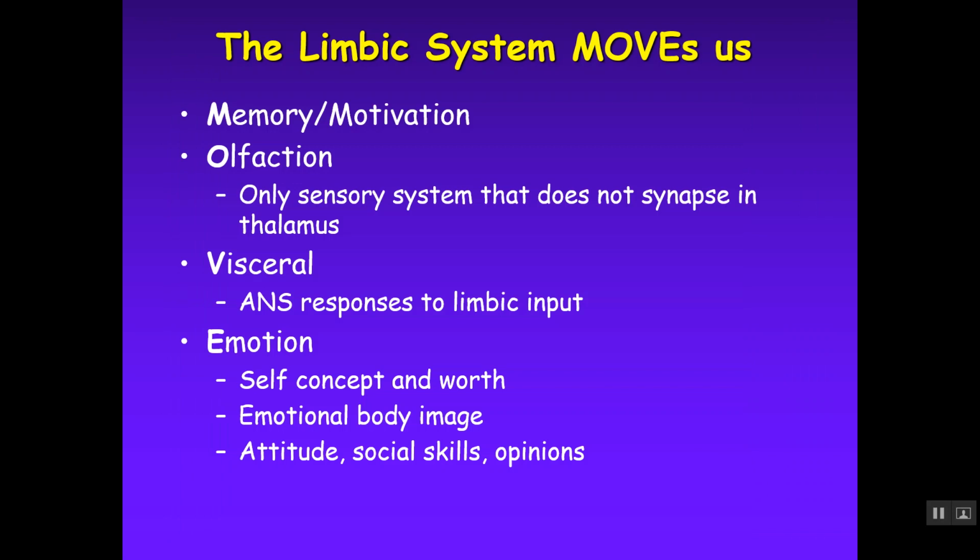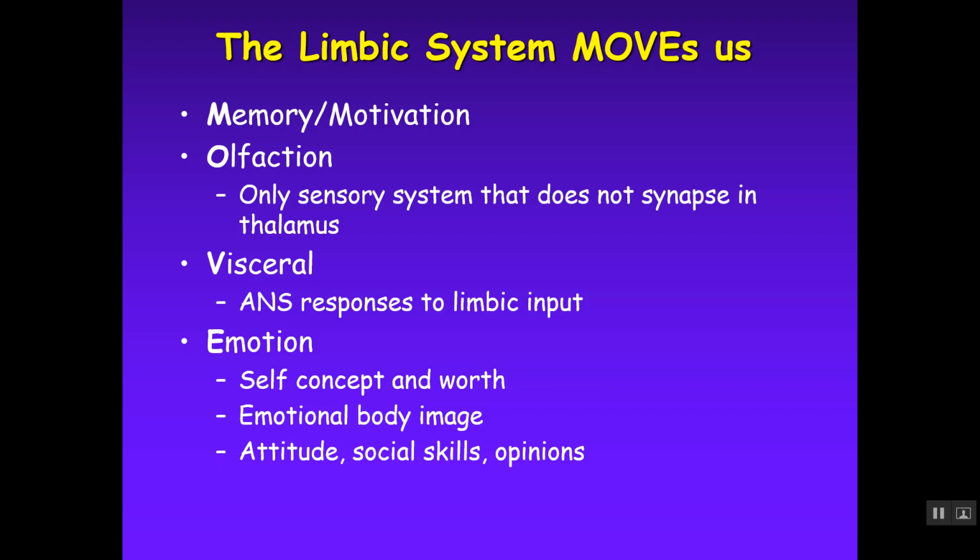What does the limbic system do in general? It, quote unquote, moves us. It's involved with memory, olfaction, visceral control, and emotion. So it's memory and motivation: why we do things, what drives us. A lot of it is emotional things that drive us, not always logic. We're often more emotional creatures. So the limbic system gives that gut feeling about making decisions that aren't always based on logic.